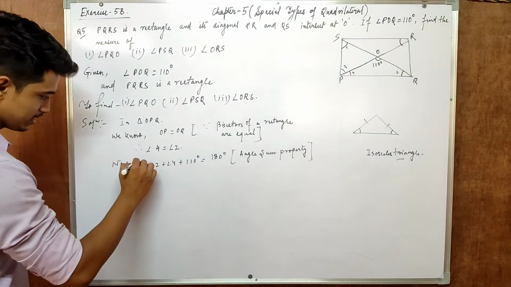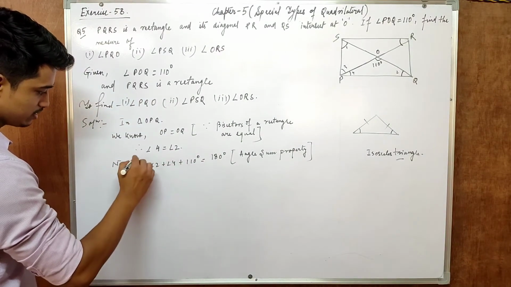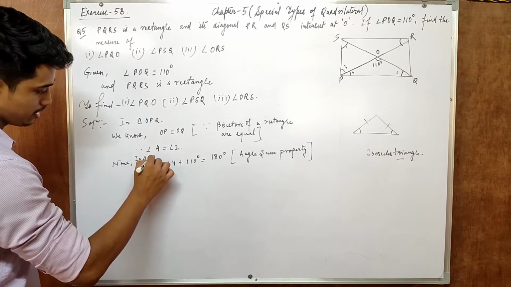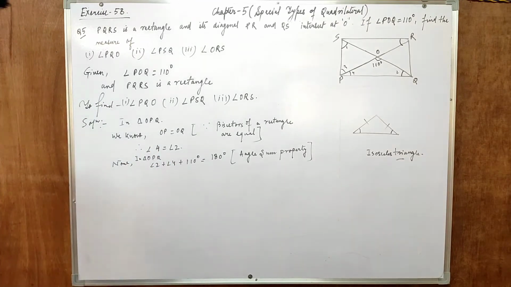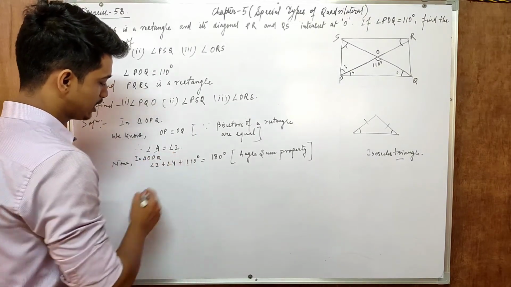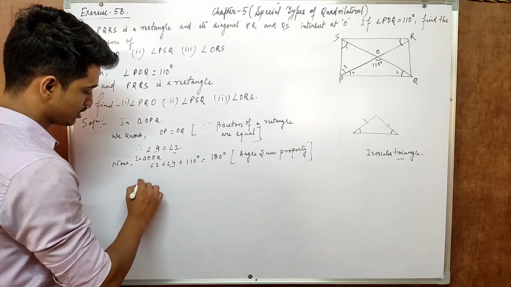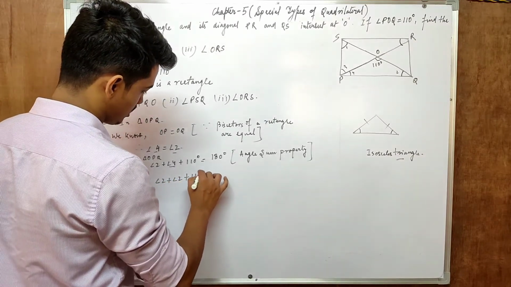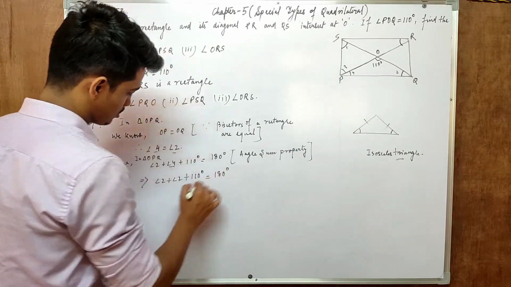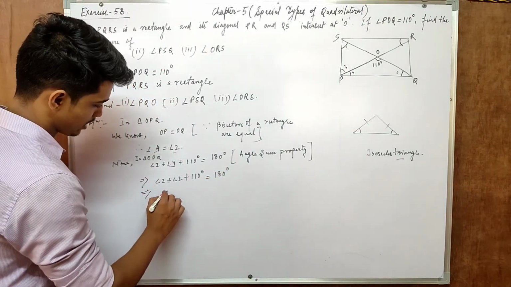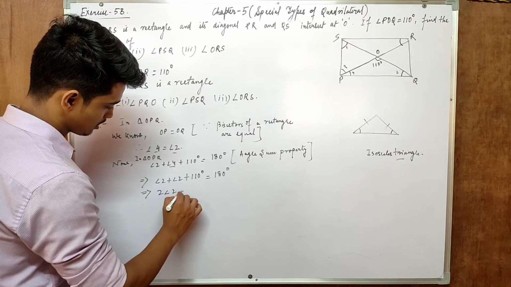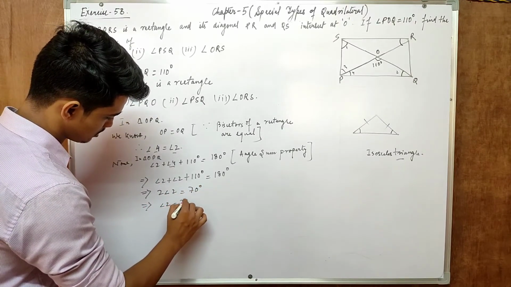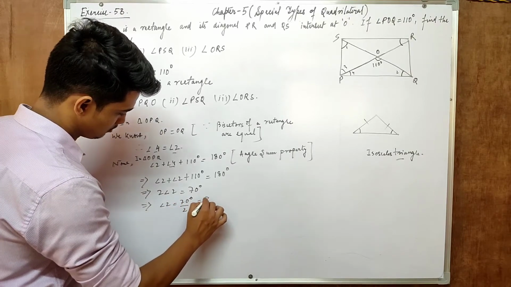Before writing this one, write down now in triangle OPQ, then after that this one. Okay, so here 2 and 4 both are equal, so we can replace angle 4 by angle 2. So angle 2 plus angle 2 plus 110 degree equal to 180 degree. So twice angle 2 will become 70 degree. So that means angle 2 is nothing but 70 degree by 2, that will become 35 degree.